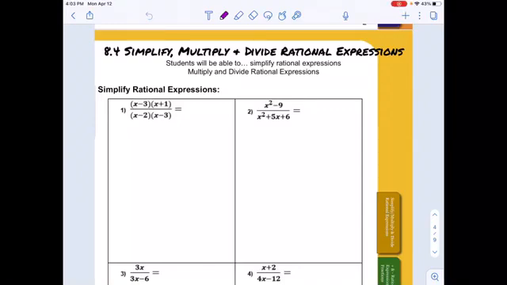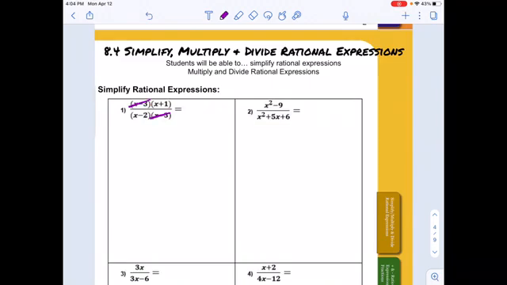Hello, today we are covering 8.4, simplify, multiply, and divide rational expressions. So we are first going to start by just simplifying these. This first one is actually very easy because it is already factored for us. To simplify, you can just cancel out like terms or like expressions.